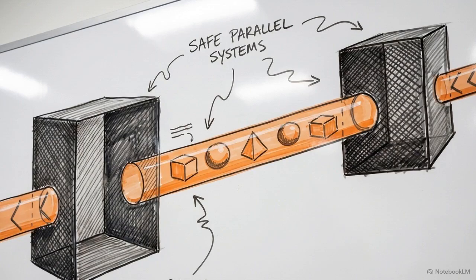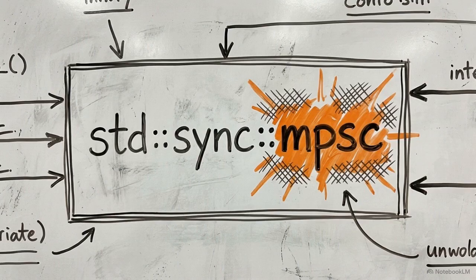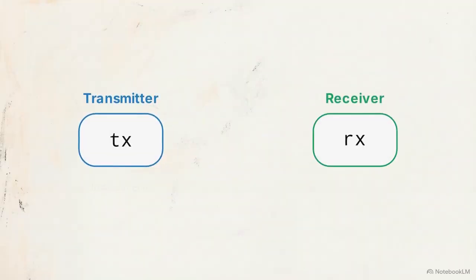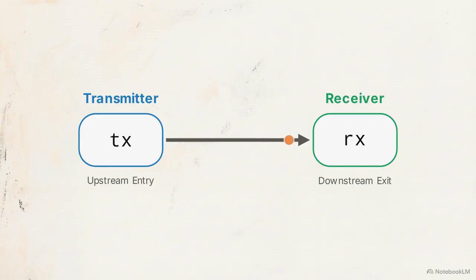Understanding this message-passing architecture reveals exactly how Rust achieves its promise of fearless concurrency, completely bypassing the overhead of manual memory locks. The foundational tool for message passing in Rust's standard library is the mpsc module. Calling mpsc.channel returns a tuple dividing into two halves. The first is tx, the upstream entry point for pushing data. The second is rx, the downstream exit point where the main thread consumes it.